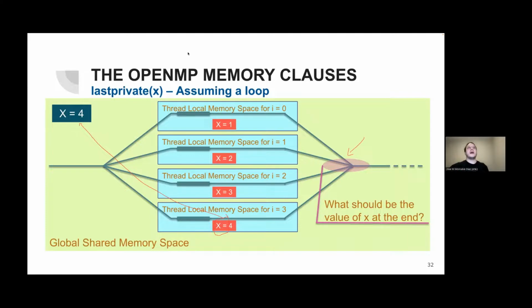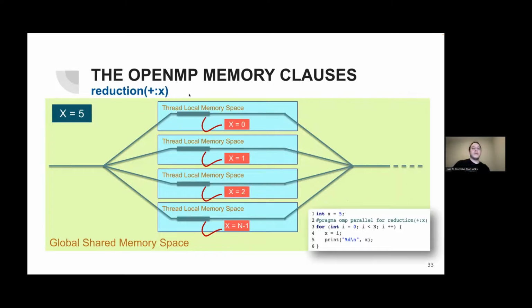Then if we have something that is called a reduction, it is an operation that we perform on all the different private versions of the memory, and we specify what is the operation that we are going to apply in order to combine all those memory locations into a single memory location.